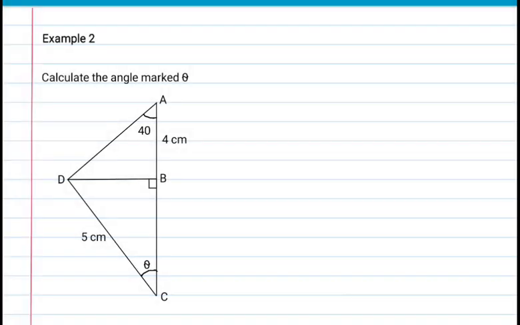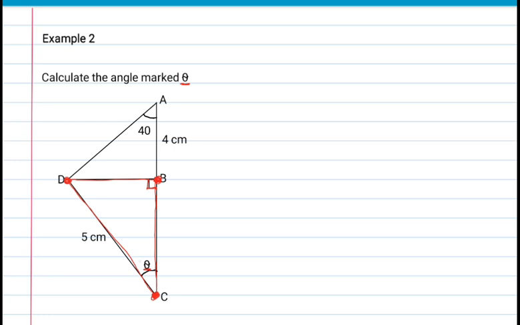Now let us consider the last example, which is example number 2. We are asked to calculate the angle which is marked theta. The angle marked theta here is this one. But for us to find theta, let us look, it is an angle which is at C. Let us look at the right-angled triangle we are going to focus on, since we are doing trigonometric ratios. So this will be the triangle that will give you the value for theta.